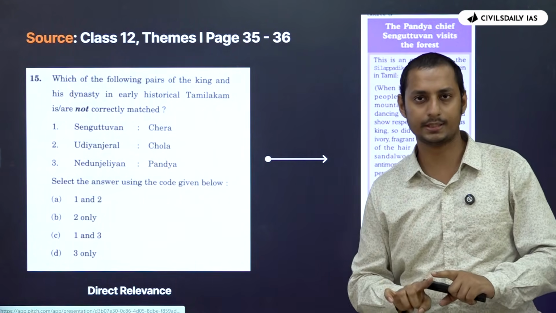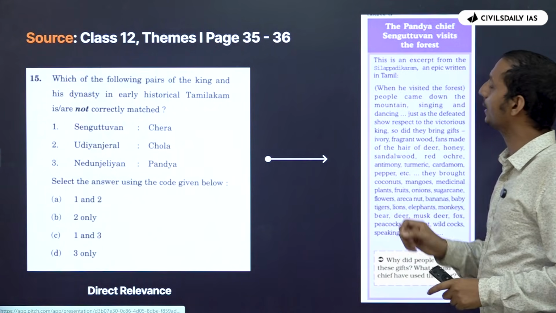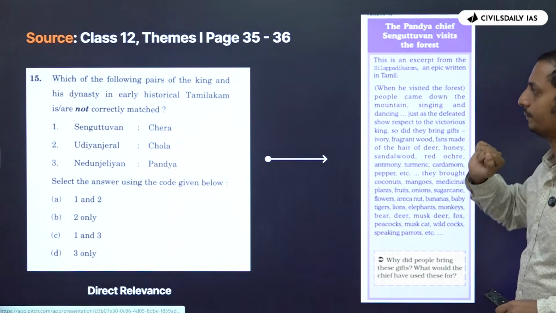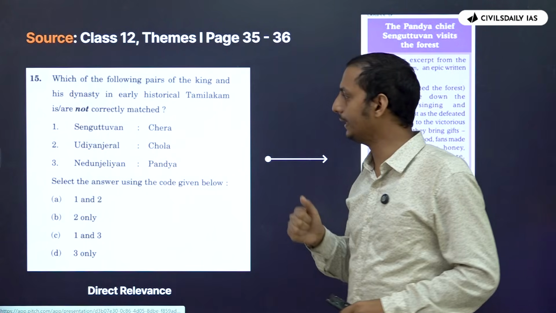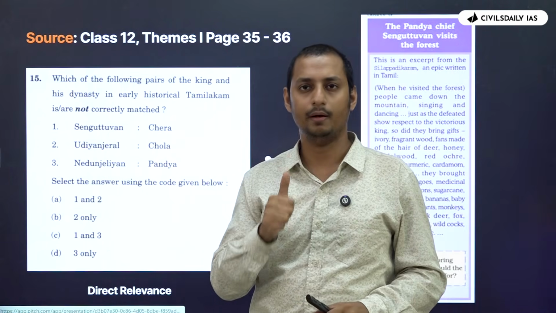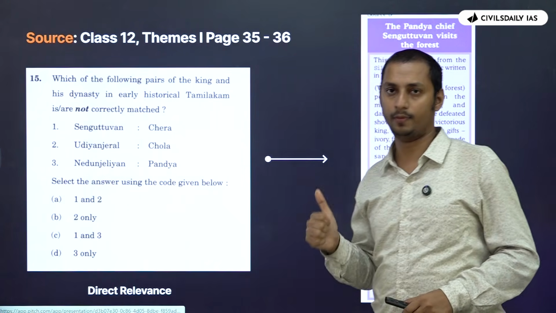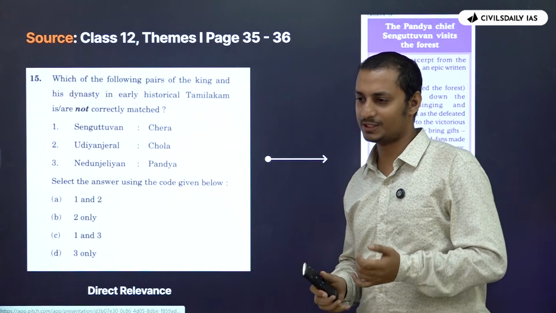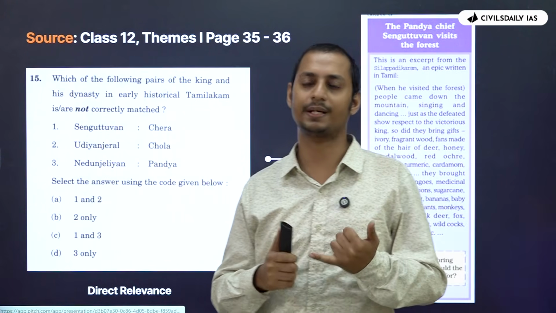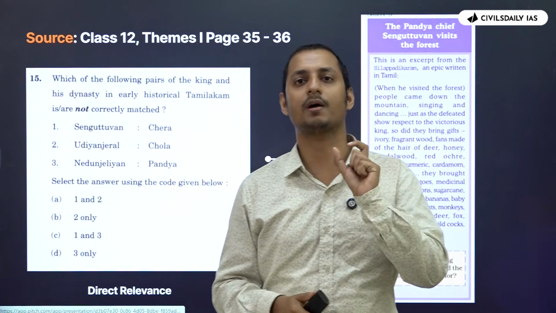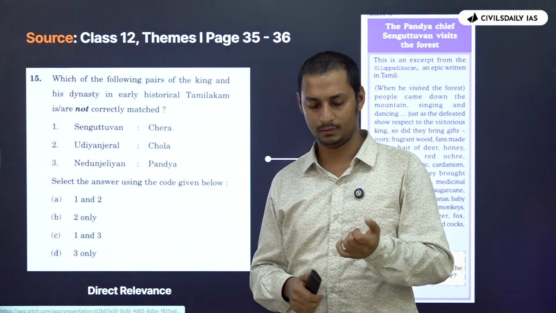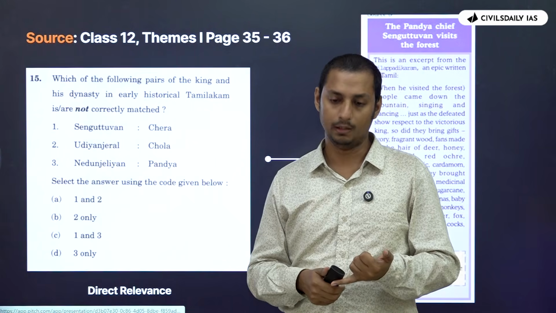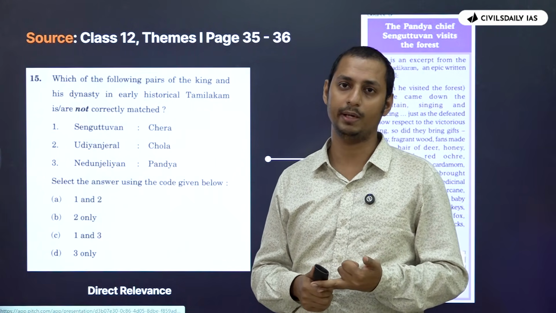But in the boxes in Themes Part 1, you can see here that the Pandya chief Chenguttuvan visits the forest. So here Chenguttuvan is not a Chera king, rather he's a Pandya king, right? So in the boxes they have exactly provided the same. And always remember that, especially with respect to these history books, boxes are very, very important. Aragata was coming from a box or an image. Bhaja cave was from a box or an image.